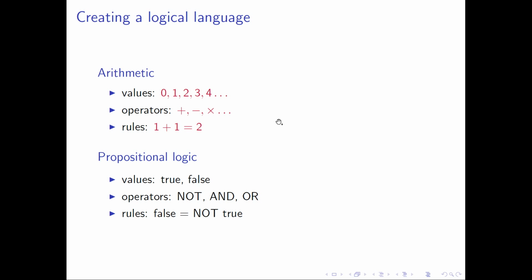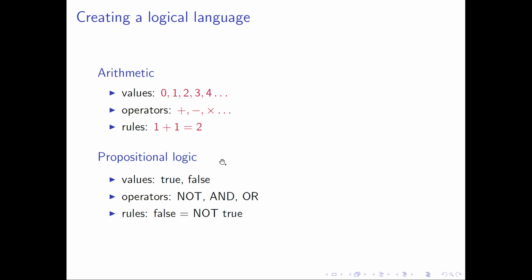And then when you combine these operations with values, you end up with certain things that are true, so you end up with rules. Propositional logic, we can frame it similarly. So instead of having infinitely many values as we did in arithmetic, there's only two values in propositional logic. We have things can be true or they can be false.